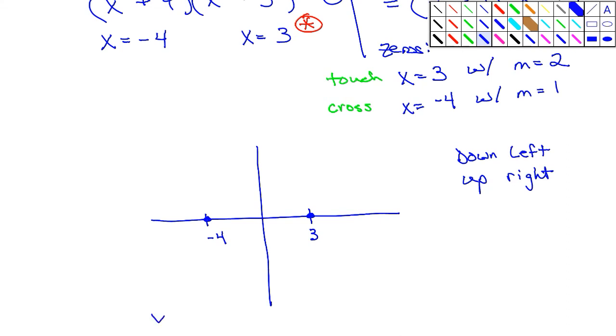So it's going to start low. It's going to come to x equals -4 and pass through. Then it's going to come back down to x equals 3. And it's going to touch it, but it's not going to cross over. And then it's going to go up forever on the right side. And that's the sketch of f of x.